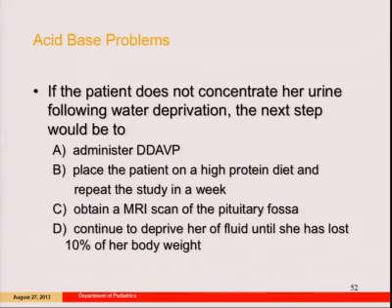If the patient doesn't concentrate her urine following admission to the hospital and following water deprivation, then what do you do? Administer DDAVP, place her on a high-protein diet and repeat, obtain an MRI, or continue to deprive her fluid until she has lost 10% of her body weight. Yeah, you give her DDAVP to see if she'll respond.